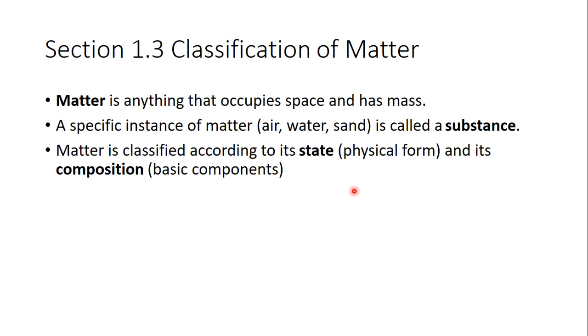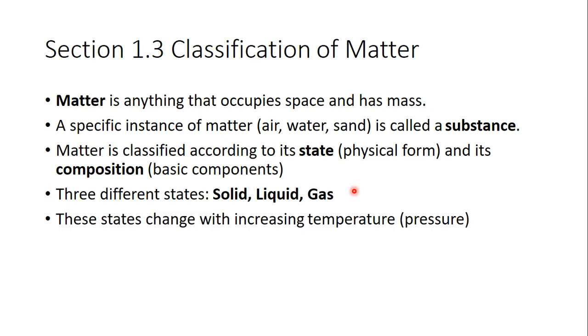And we classify matter according to its state, or what physical form it's in, and what it's made of, or composition. Now, in this class, we're going to talk about three different states: solid, liquid, and gas. There is a fourth state, plasma, that we're not going to talk about. And you can change between these different states just by changing the temperature or pressure.